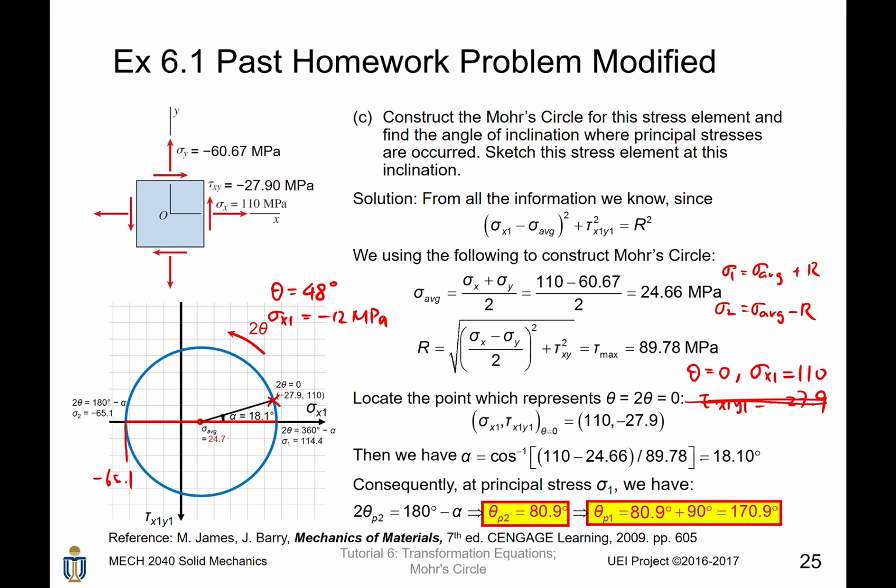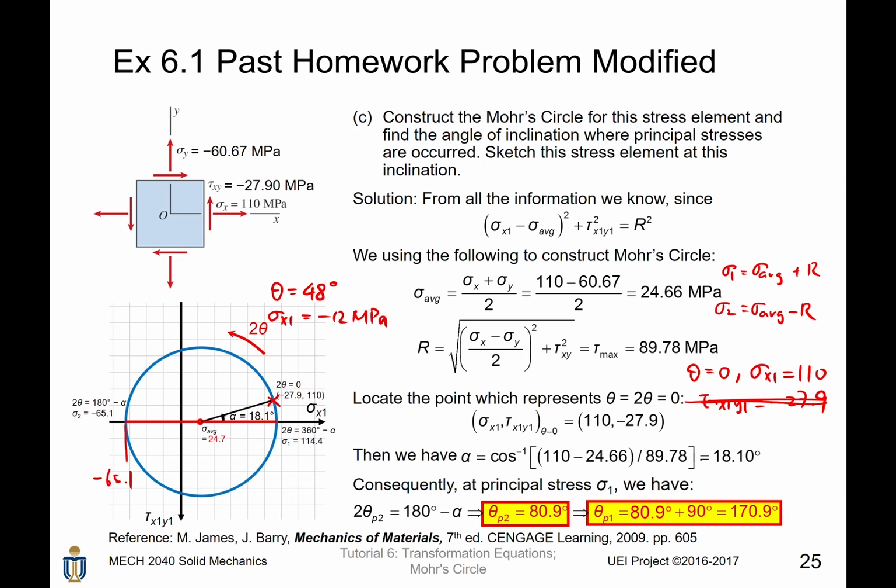Alpha equals arc cosine of 110 million pascal minus 24.66, which is the average direct stress, divided by the radius. The result is 18.1 degrees. Consequently, we can find the principal stresses.